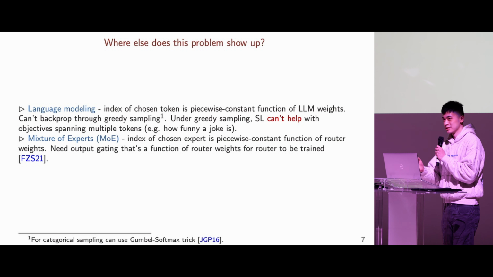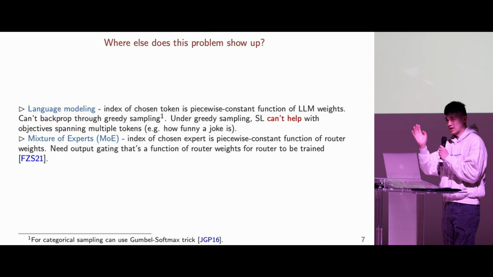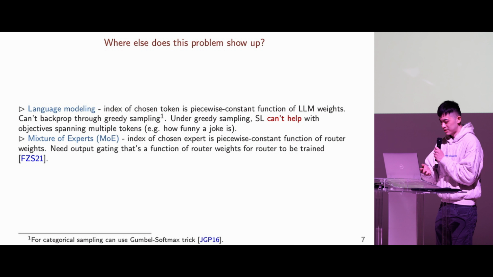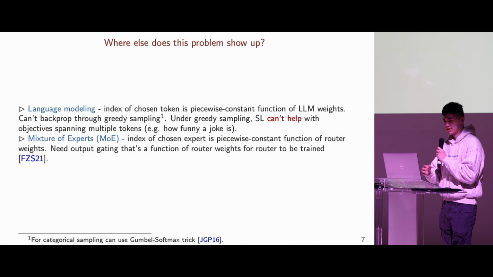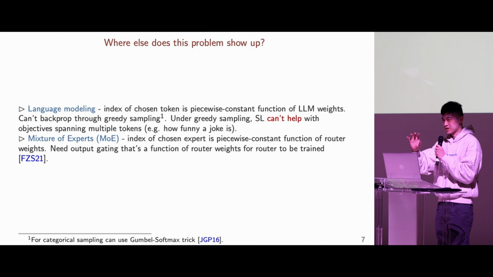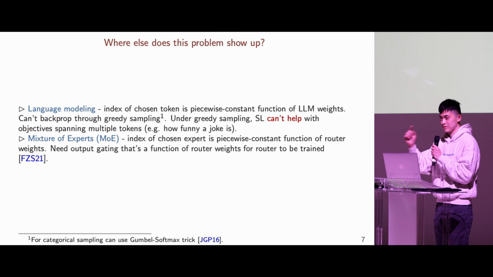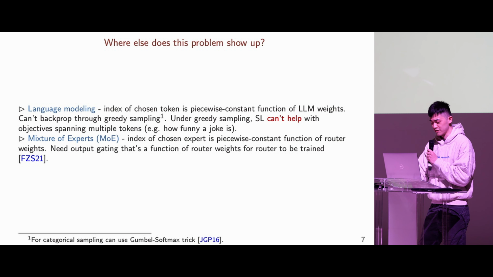So this shows up in language modeling. If you're doing greedy sampling, let's say, and you're picking the most probable token at each step, you can't backpropagate past that choice of token. And then there's the mixture of experts case, where the chosen expert is also a piecewise constant function of the router weights. So you have to gate the output of the expert by a function of the router weights for that expert, for the router to be trained.